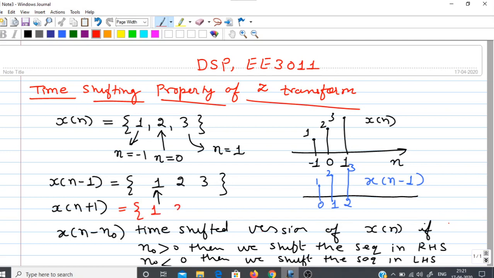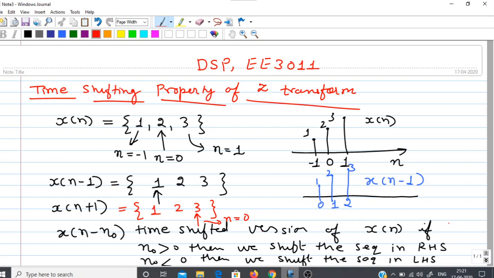The values are the same, 1, 2, 3, but what is happening? This value 3 now corresponds to 0. So I shall put the arrow here, and this corresponds to n equals 0. This corresponds to n equals minus 1, and this corresponds to n equals minus 2. So this is the time shifting of a signal.